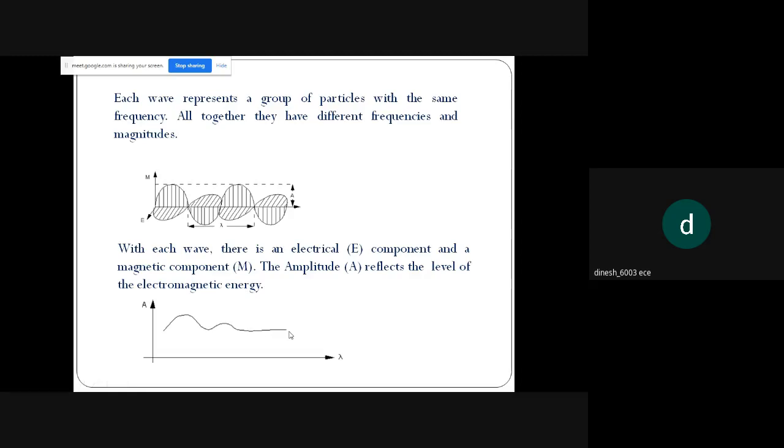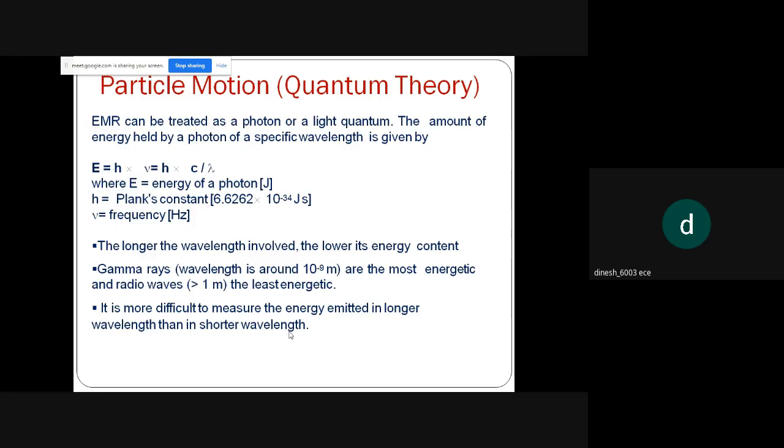This would be your direction of wave propagation. Amplitude versus wavelength. So next is the particle motion, or the quantum theory. This quantum theory can be treated as a photon or a light quantum. The amount of energy held by a photon of a specific wavelength is given by E is equal to h nu, where nu is the frequency, E is the energy of a photon, and h is Planck's constant, which is equal to 6.63 into 10 power minus 34 joules per second.